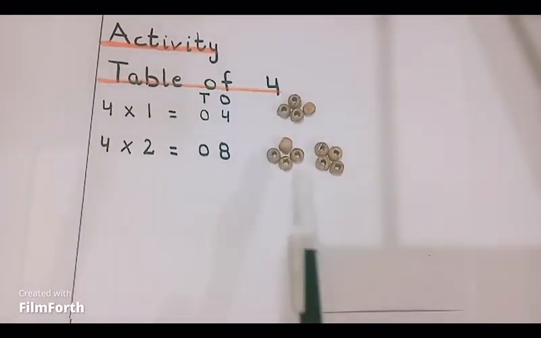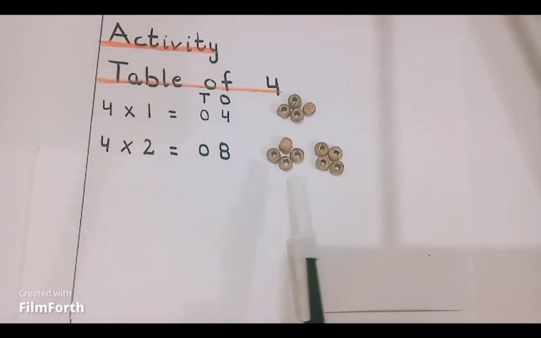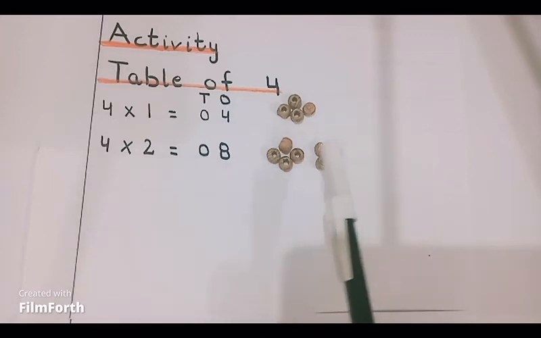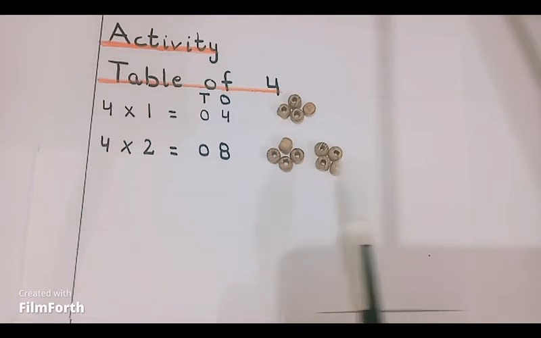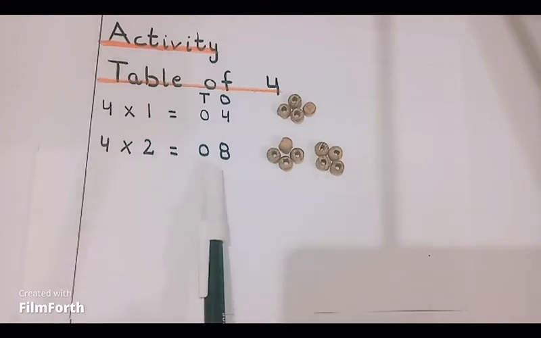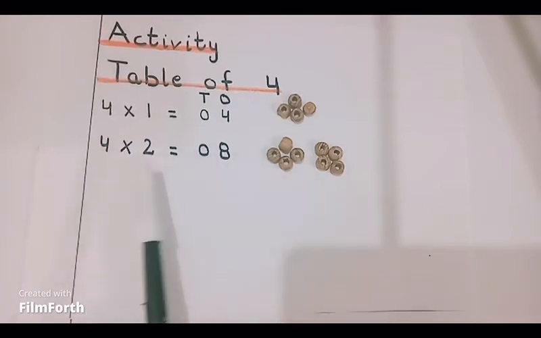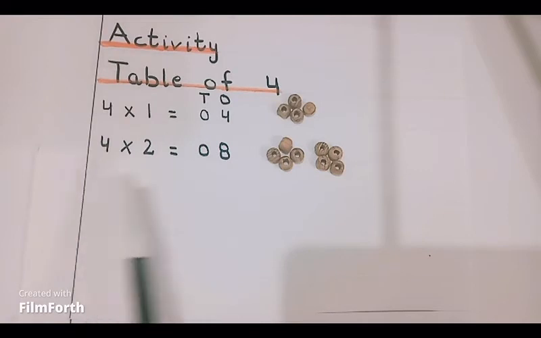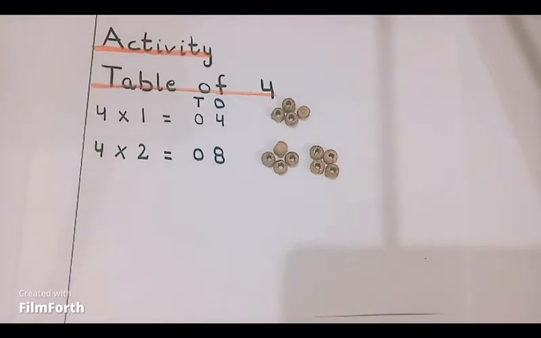At this time, how many sets of 4? Here are two sets of 4. 4 twos are 1, 2, 3, 4, 5, 6, 7, 8. After counting, the answer that is written here is 8. 4 twos are 8. Two groups of 4. Next one we will write here 4 threes are.